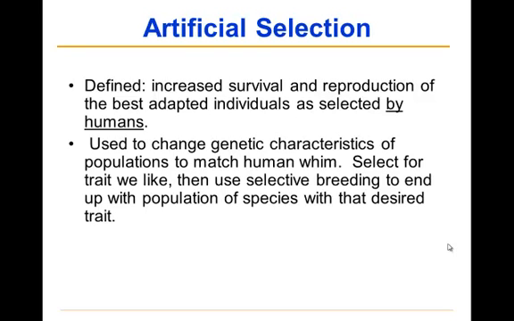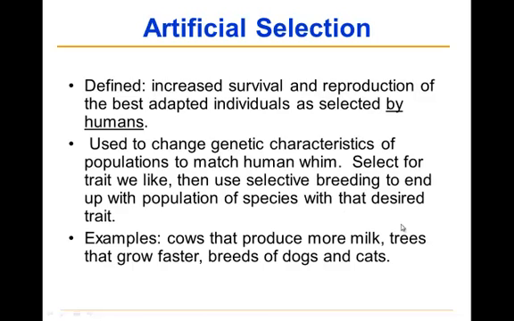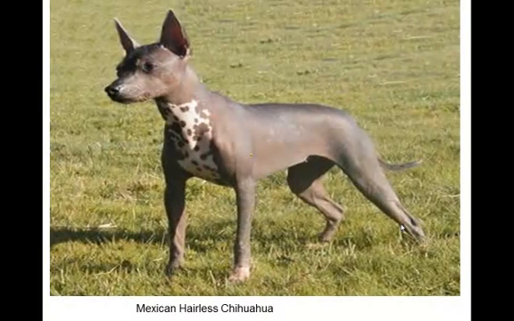We can select for any trait we like, and then use selective breeding to end up with populations of species with that desired trait. We can produce cows that produce more milk, trees that grow faster, various breeds of dogs and cats. For example, here's a Mexican hairless Chihuahua. We made this dog on purpose.